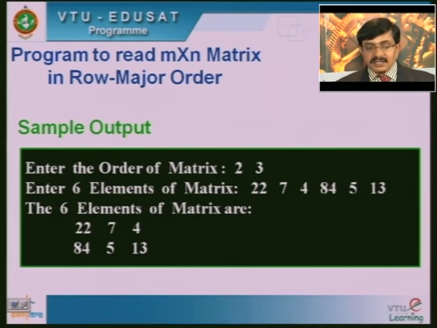Before we see that, let us see the output here. This is the normal method of reading a matrix and printing a matrix. I am mentioning here the order of the matrix as 2 and 3. So, 6 elements I am entering here. The 6 elements of the matrix I am displaying as 22, 7, 4, 84, 5 and 13 as the elements of the matrix there.